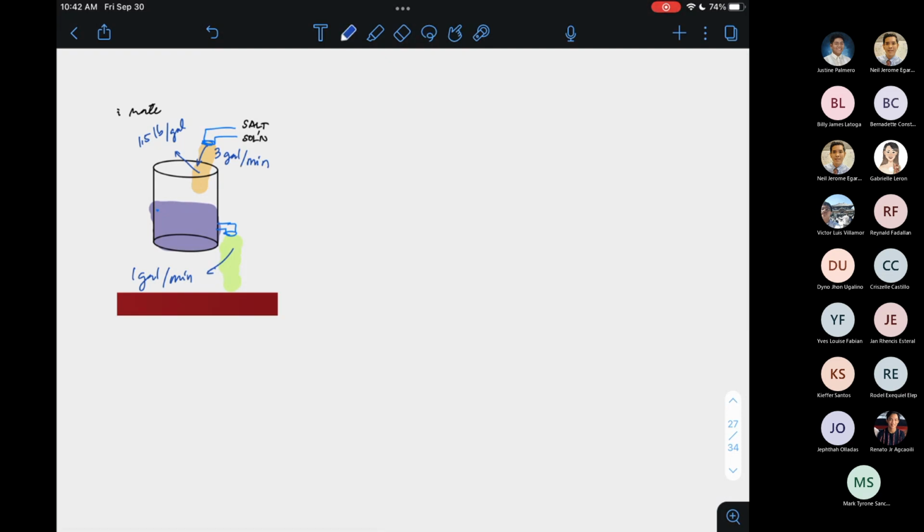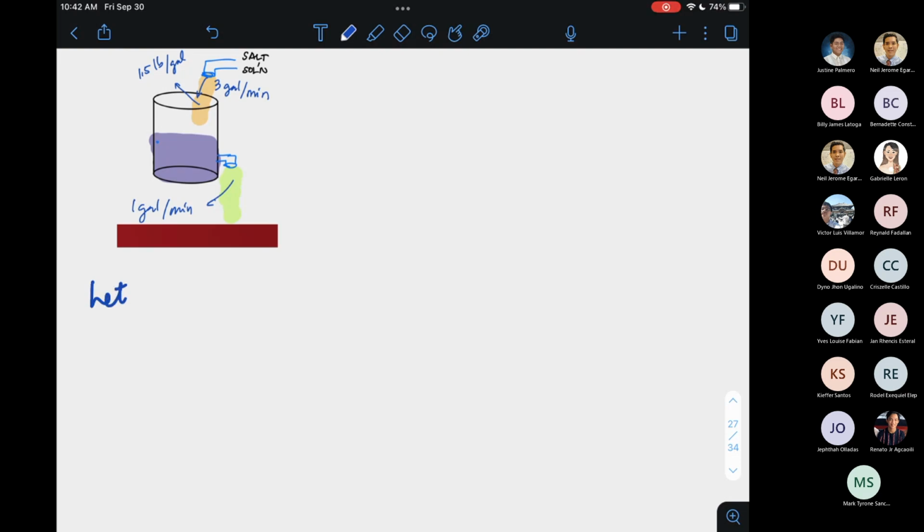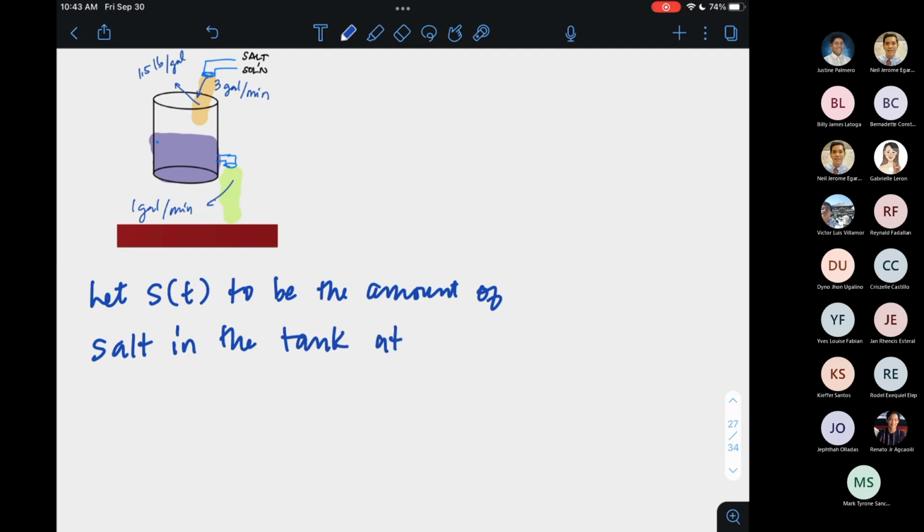So tingnan natin. We'll be looking for the amount of salt. So what I'll do here is I will let S of t to be the amount of salt in the tank at time t. Right? So this means S of 0 is what? What do you think is S of 0? Kasi magiging ano to, initial value problem.